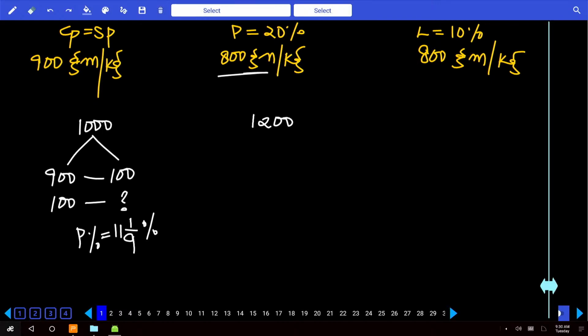How many grams are you giving to your customer? If you give 800 grams to your customer, how much will be your profit? For every 800 grams, there will be 400. Per 100, it is how much? 1.